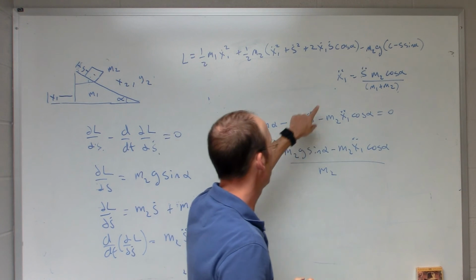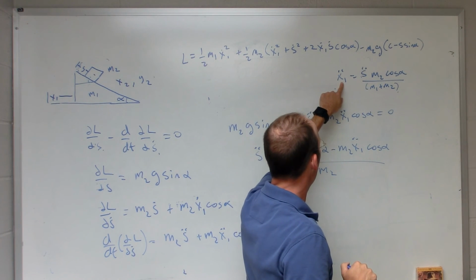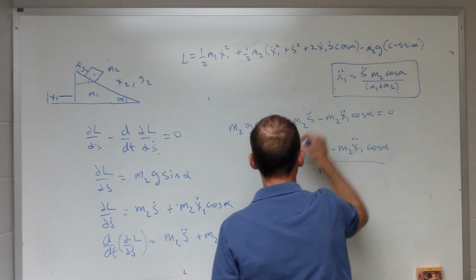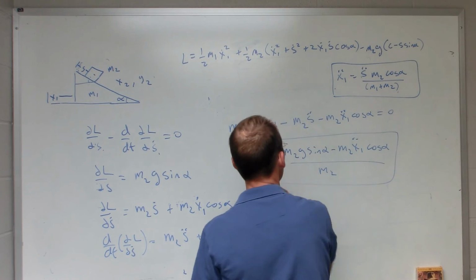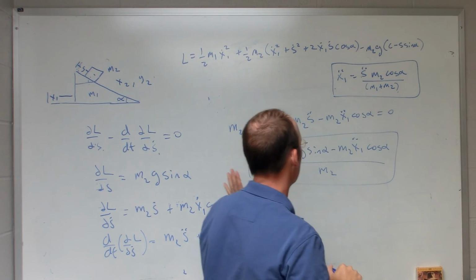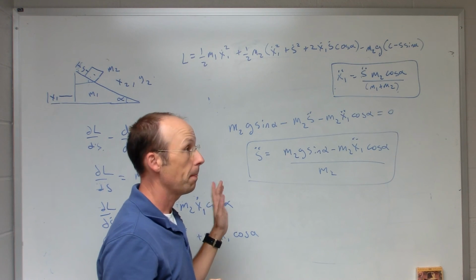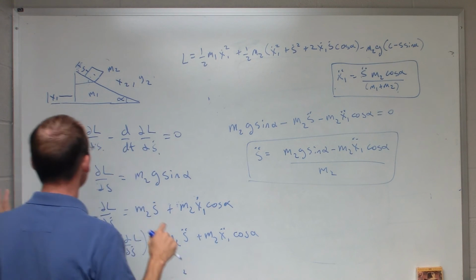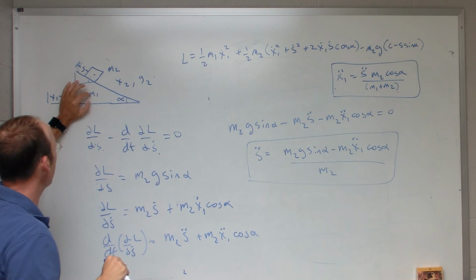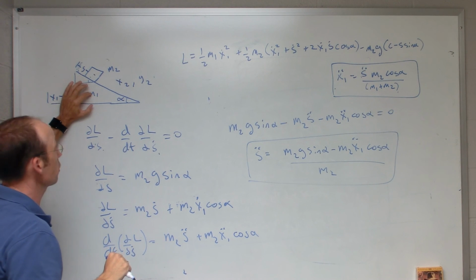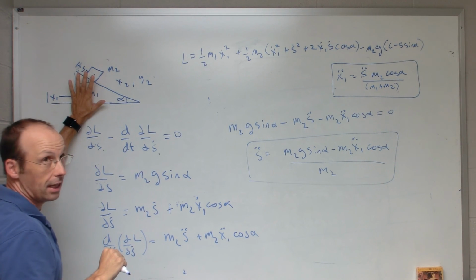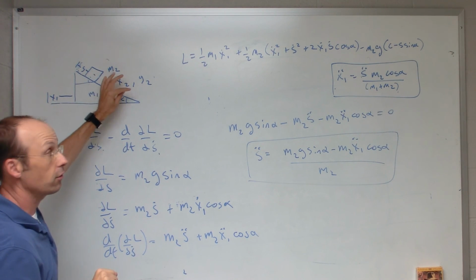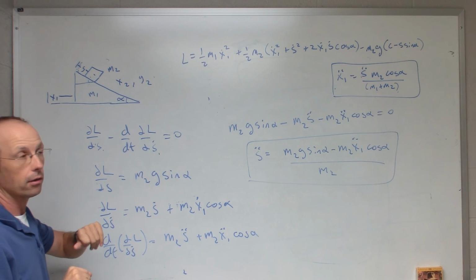And let's put in my expression for x1 double dot in here. No, I'm not going to do that. I'm going to stop here. You could put this in there and then get an expression for s double dot. I'll let you do that. But you should check, because like I said, we know certain cases. I know that if m1 gets very large compared to m2, then this block will essentially stay there, and the acceleration down the plane should be g sine alpha. Hopefully you can see that when you get that out of here.